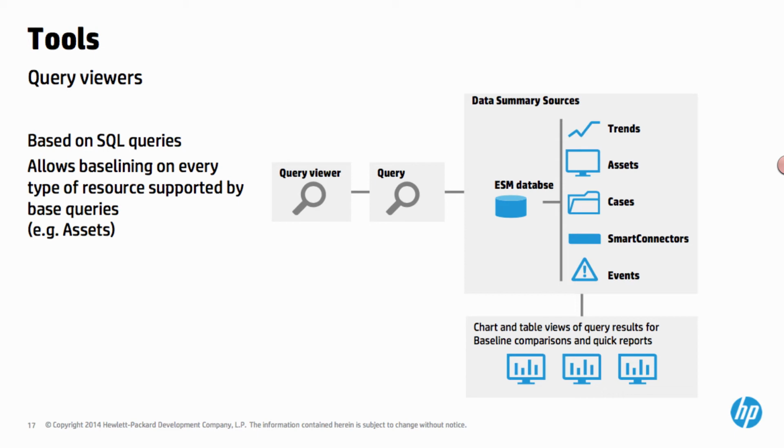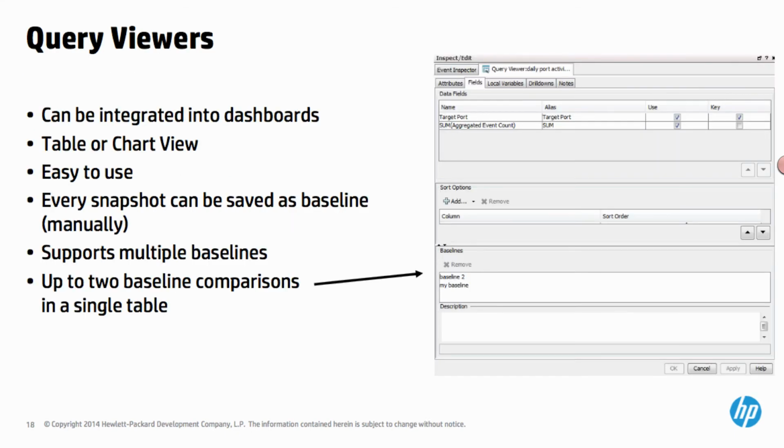So a query viewer uses a query on the database to give us a chart or table, and we can actually create the baselines within it. For example, we can put that information into the query viewer itself. Here we've got some data, and we can put these into a baseline and, for the snapshots, manually add the baseline information. We can support multiples in there, and in this example we've got two baselines defined. But notice the snapshots can be saved as a baseline, but it's a manual process.